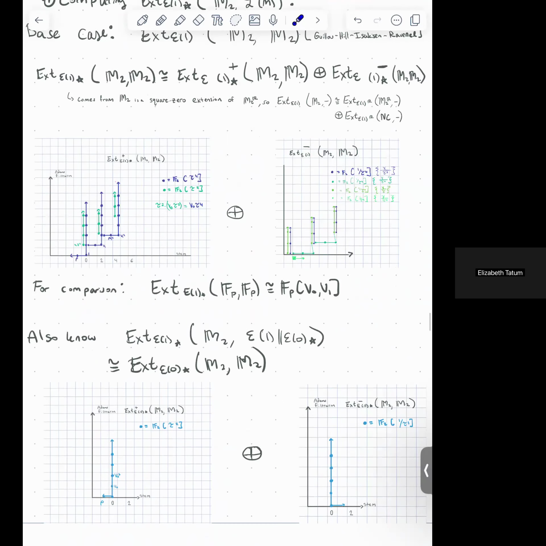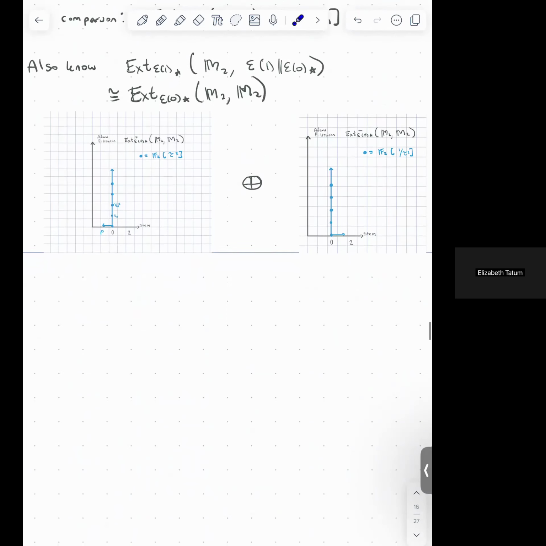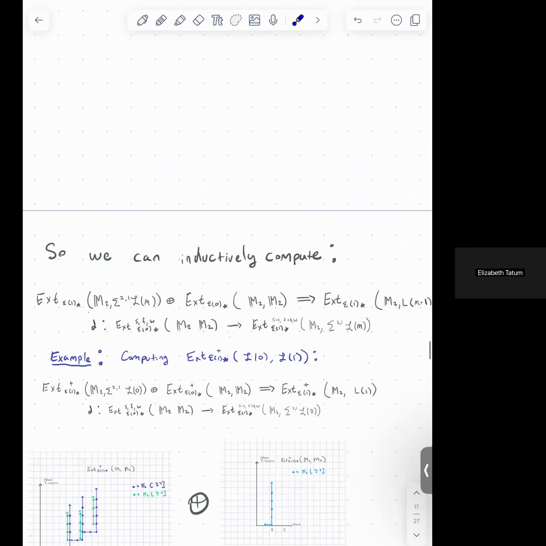But we also need to know about x over E of 1 dual of M2, E of 1 mod mod E of 0 star. Well, fortunately, you can do a change of rings here. This is now x over E of 0 star of M2. And that turns out to be a much simpler version of this x over E of 1 computation. Non-equivariantly, you would just have a v0 tower. Equivariantly, there are some rho's involved. Okay, so those are the pieces. Now you can put it together and induct.